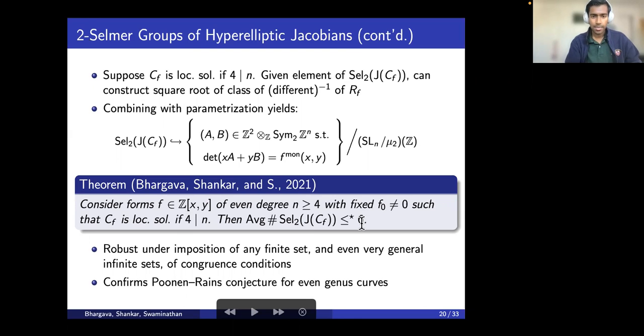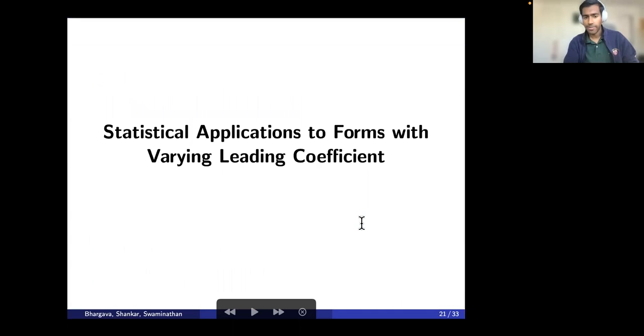Okay, so that summarizes the applications to families of binary forms with fixed leading coefficient. Now I want to talk about varying the leading coefficient.